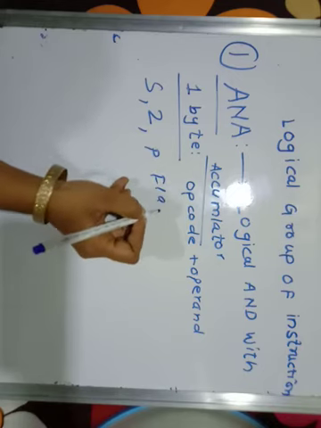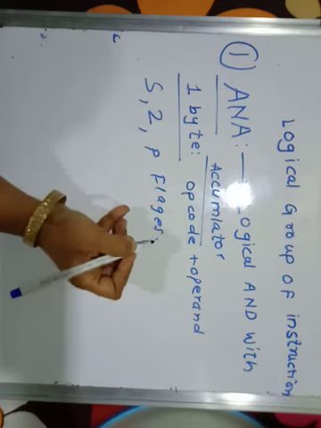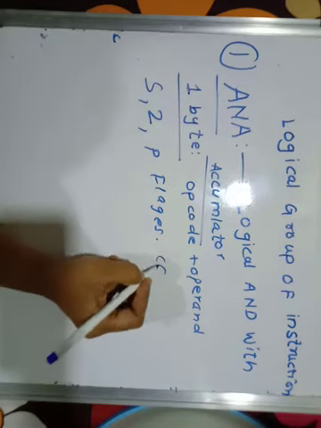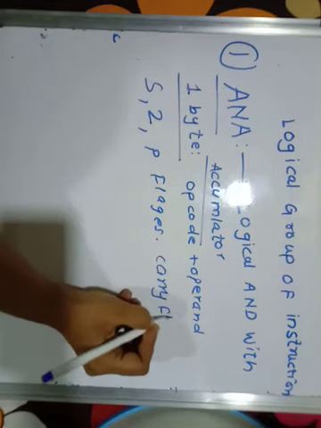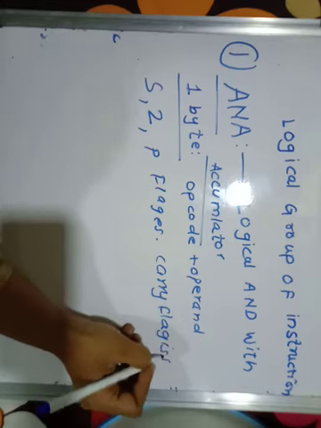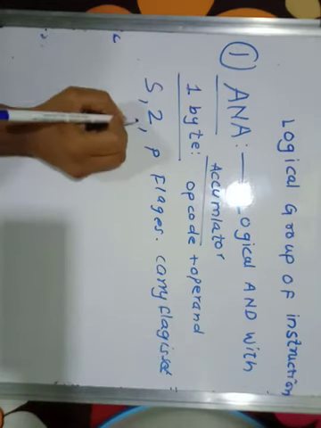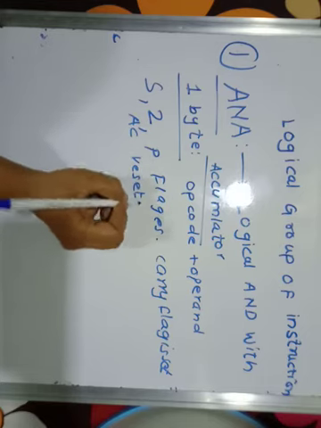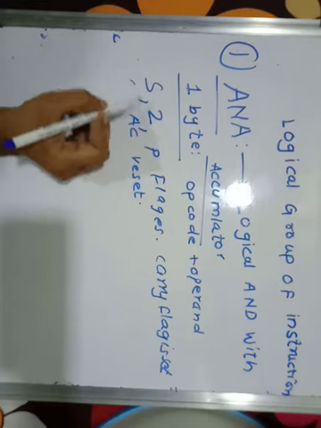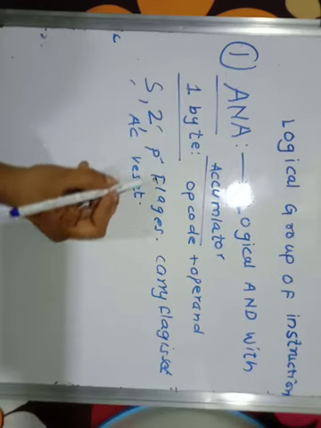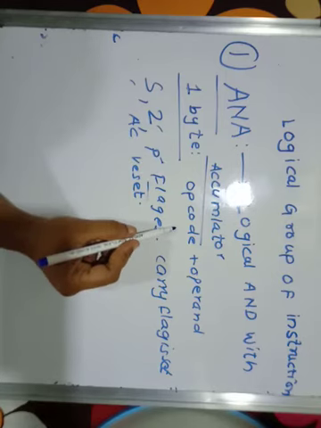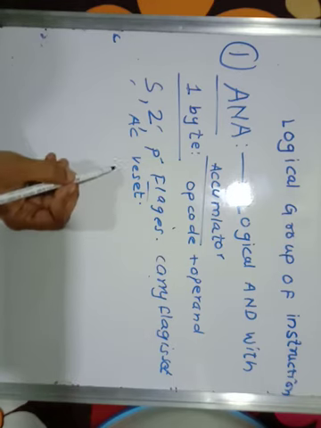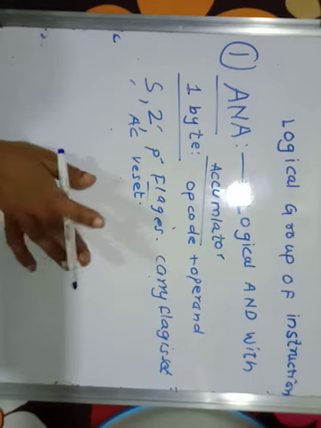And here S, Z, P flags are modified to reflect the answer. Carry flag is set and auxiliary carry flag is reset. Okay, SZP means sign flag, zero flag and parity flag are modified to reflect the answers. Carry flag is set and auxiliary carry flag is reset.